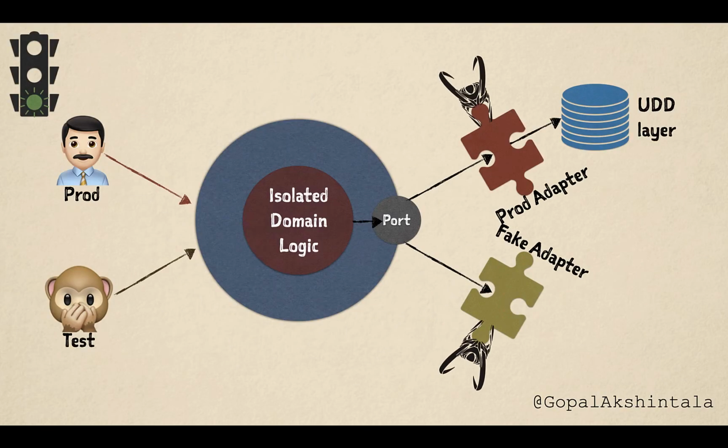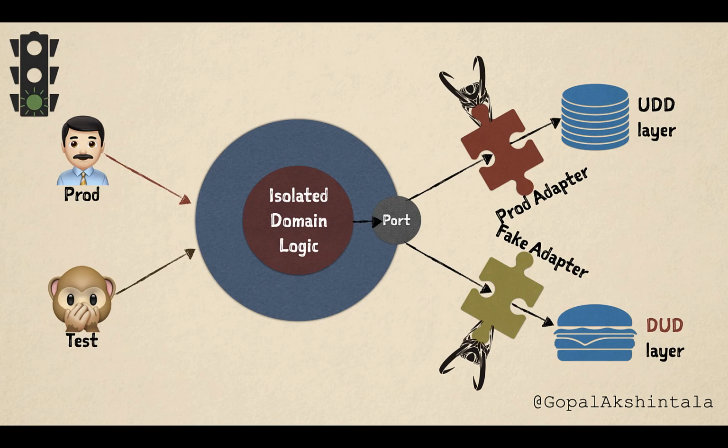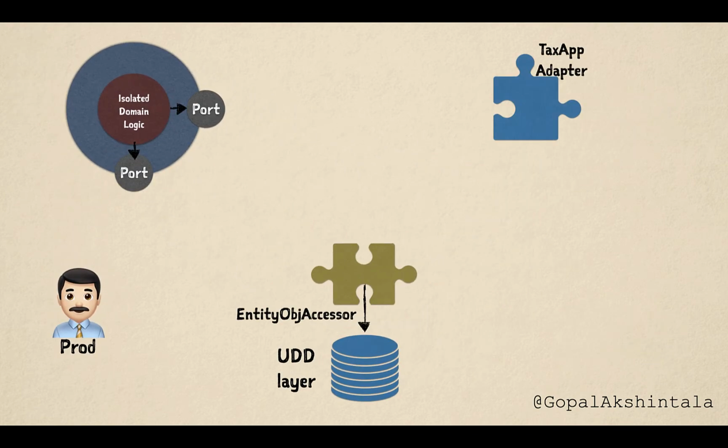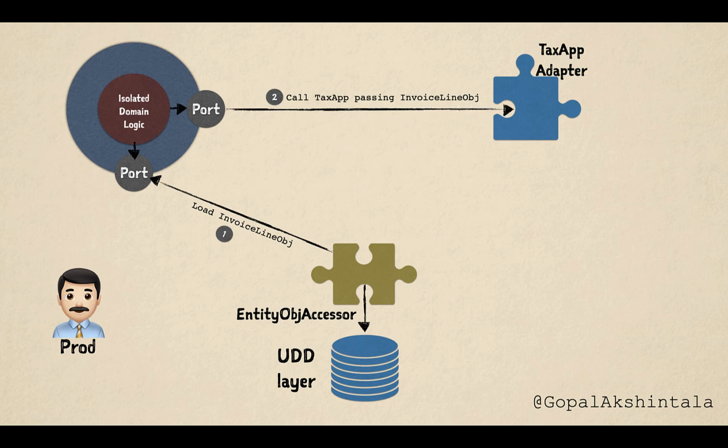Loki has its own in-memory layer which we call the dud layer. This lets the fakes be smart and interconnected. Let's see the dud layer in action. But first, let's understand the prod sample scenario where your domain logic uses entity object accessor to fetch invoice line object from UD. Next, the domain logic uses this invoice line object to call the tax app again through a port. Tax app then uses this invoice line object's details to prepare a request and make an actual callout.